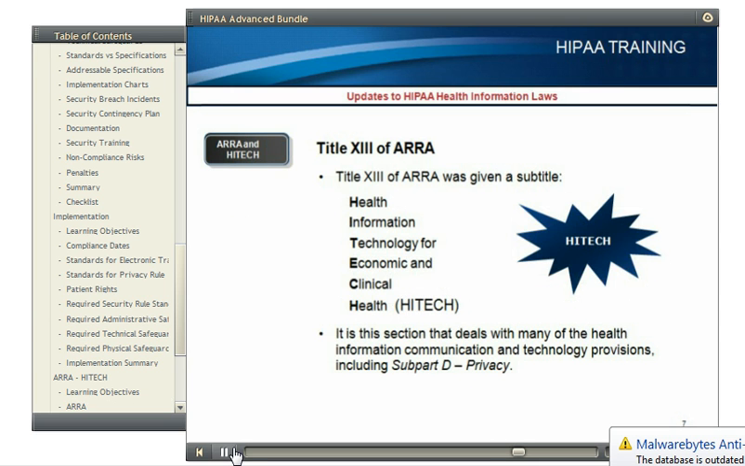Title 13 of ERA. Title 13 of ERA was given a subtitle, Health Information Technology for Economic and Clinical Health, High Tech. It is this section that deals with many of the health information communication and technology provisions, including Subpart D, Privacy.